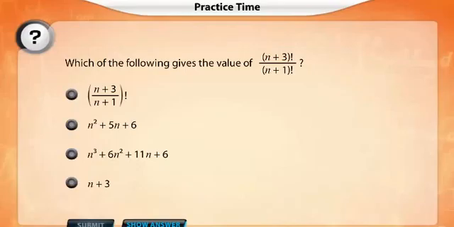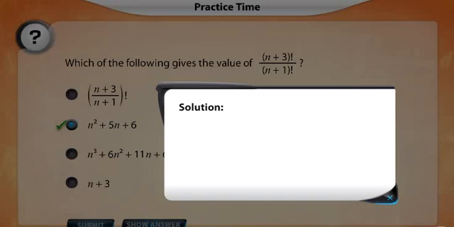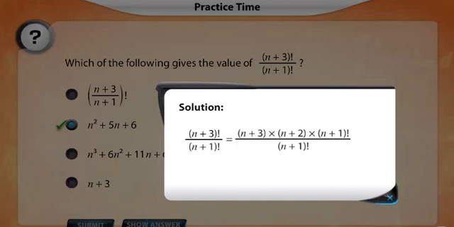From the given options, select the value which is equal to n plus 3 factorial upon n plus 1 factorial. N plus 3 factorial can be expressed as a multiple of n plus 1 factorial as shown. We can now cancel out n plus 1 factorial to get the value of the expression as n square plus 5n plus 6.